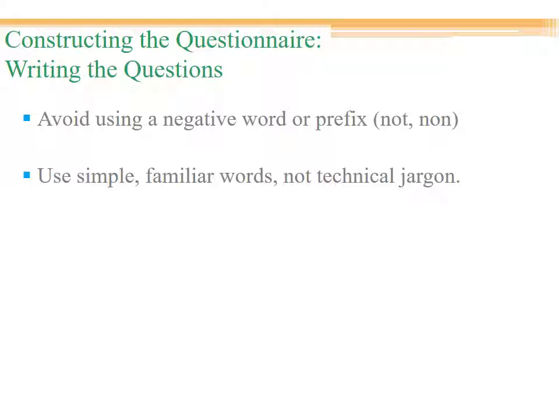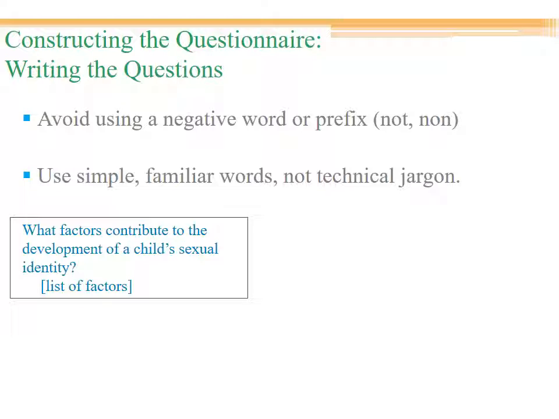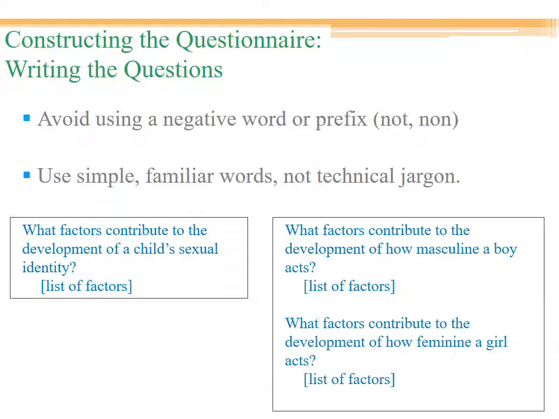Something else to consider is also to use simple, familiar words, not technical jargon. Take a look at this question. Can you find the technical jargon? In that question, sexual identity is a technical social science term that not everyone might be familiar with or share a common definition. We can change the question to ask how masculine a boy acts, and the same for a girl, how feminine a girl acts, in different questions.